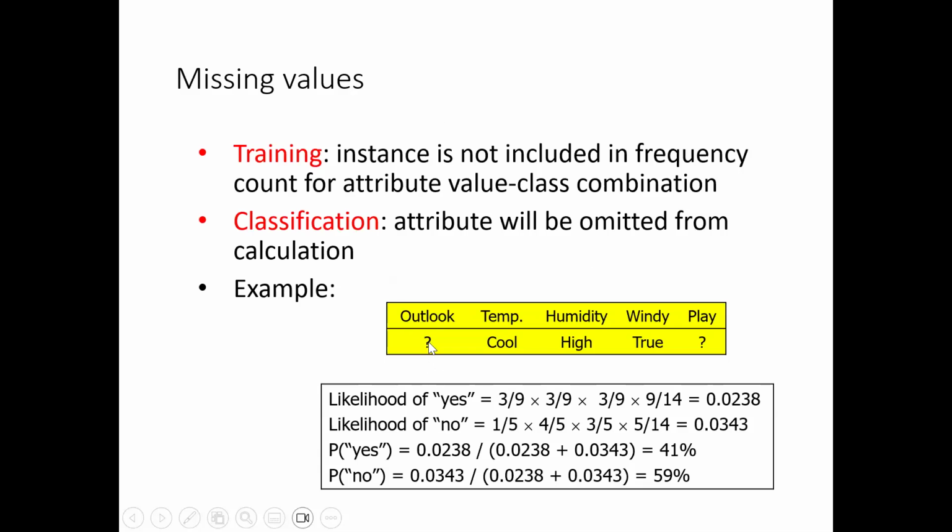For example, let's say Outlook is empty. We don't know. So when you want to use the naive-Bayes classifier, you can just ignore this attribute and use the values from the other attributes. So we'll get 3 out of 9, 3 out of 9, 3 out of 9, and you multiply by the prior. So you will get this amount. Similar goes with no as well, and this is the value. When you normalize, you will get yes is 41%, no is 59%.